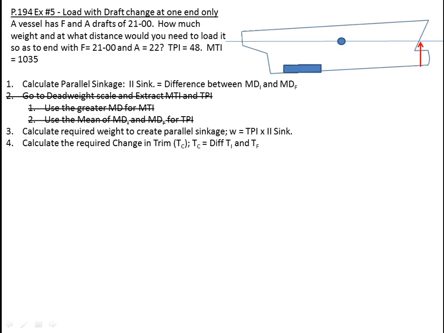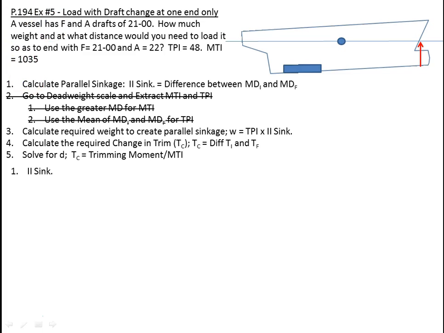So we're going to calculate the required change in trim. Well, the required trim change is going to equal the difference in the initial trim from the final trim. So we're going to have to calculate those, and then at the end we'll solve for D using this formula. Trim change equals the trimming moment divided by MTI. So first we're going to calculate the parallel sinkage.